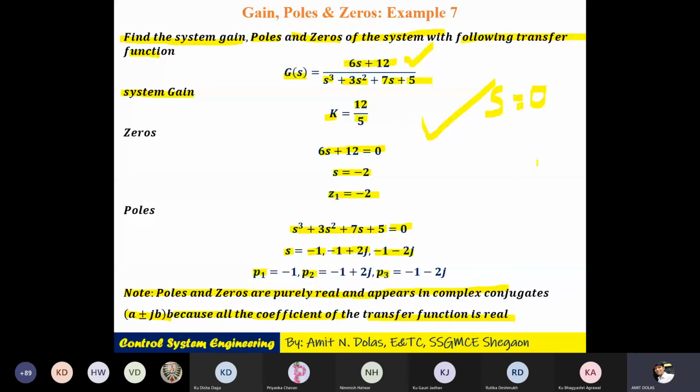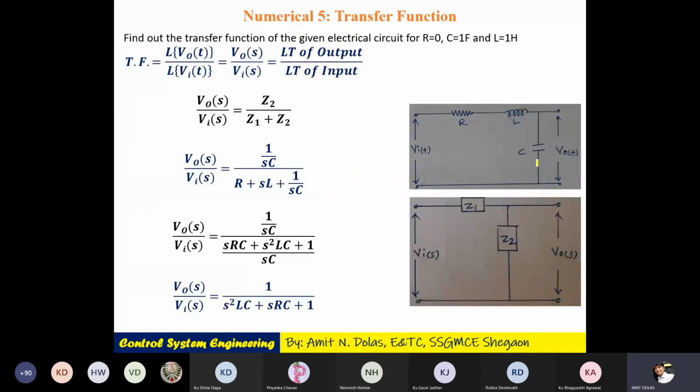Now we'll move to the electrical circuit, for which we will calculate the transfer function. And of course the transfer function is nothing but output upon input, its Laplace transform. So find out the transfer function of the given electrical circuit for R equal to 0, C equal to 1 farad, L equal to 1 Henry in this circuit. It is shown on the PPT.